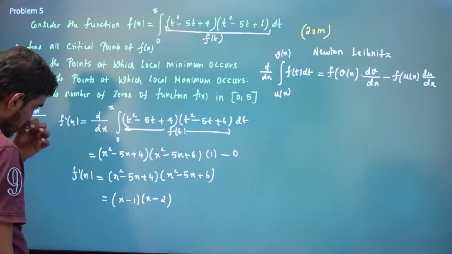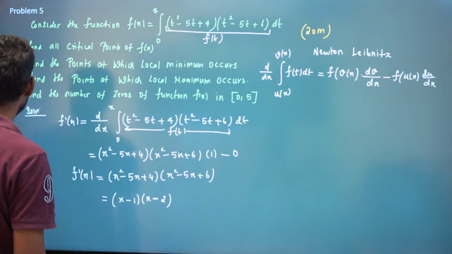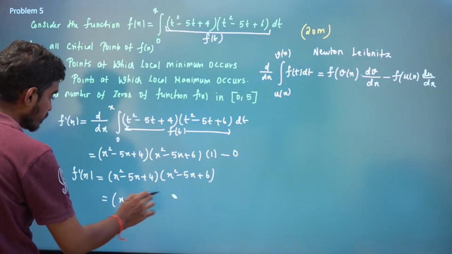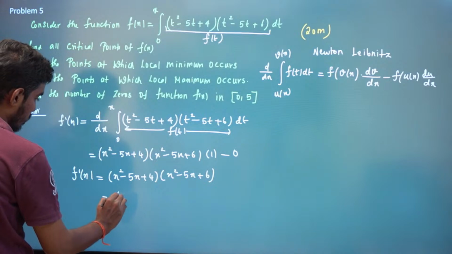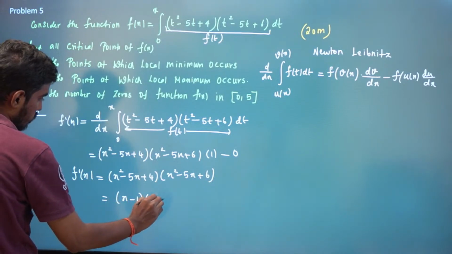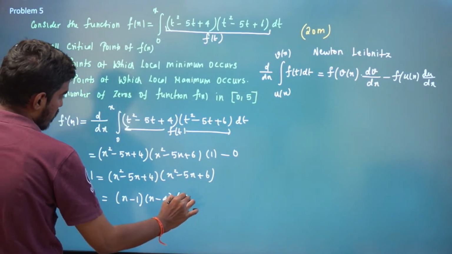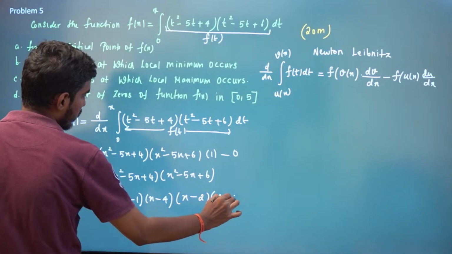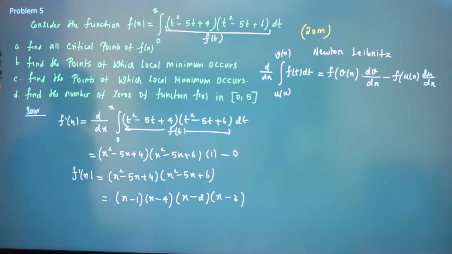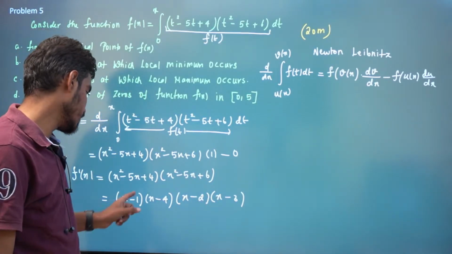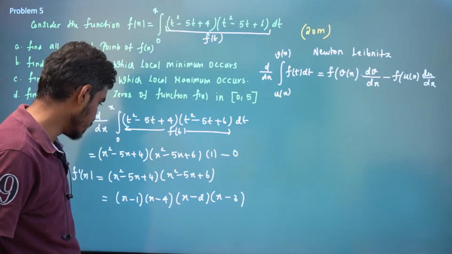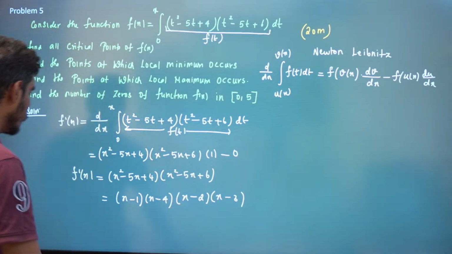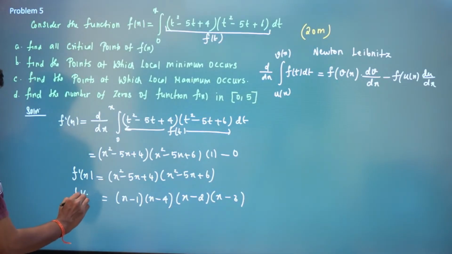This square, no, x minus 1, x minus 4, this is, and this is x minus 2, x minus 3, right? So factorization of x square minus 5x plus 4 is x square. Just use factorization, right? x square minus x, yes, it is x minus 1, x minus 4. This is our f dash of x.